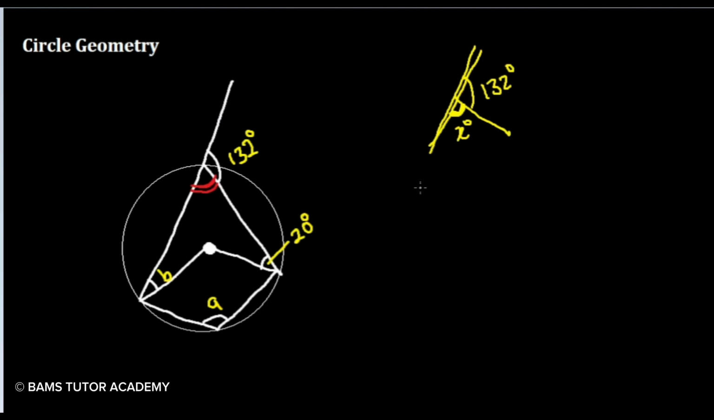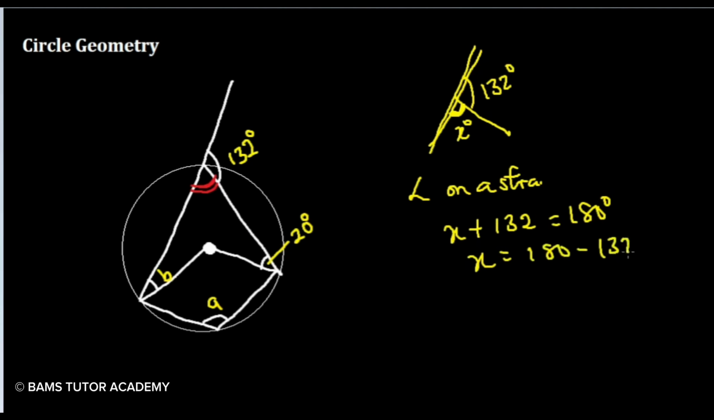So it means that angle on a straight line is 180. That's X plus 132 is equal to 180. So X will be 180 minus 132, right? So X will be 48 basically. So it means that this place is 48.